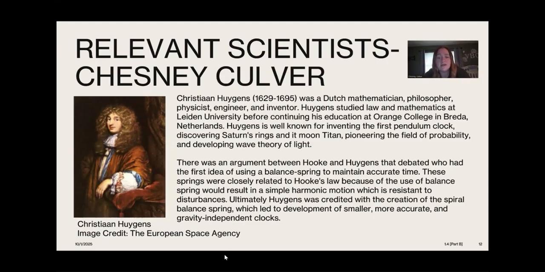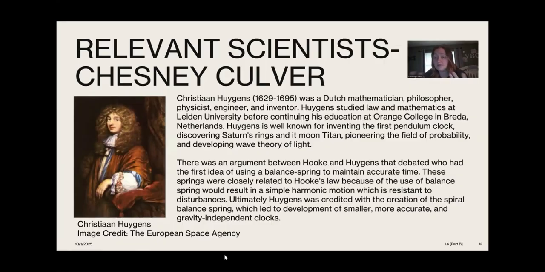He was born and lived from 1629 to 1695. Like I said, he is from the Netherlands, so he's a Dutchman. He was a mathematician, philosopher, physicist, engineer, inventor. He did a lot of really cool things. Huygens studied law and mathematics originally. He was at the London University before continuing his education at Orange College in Breda, again in the Netherlands.